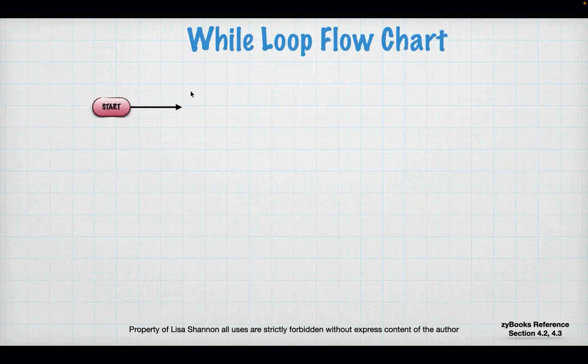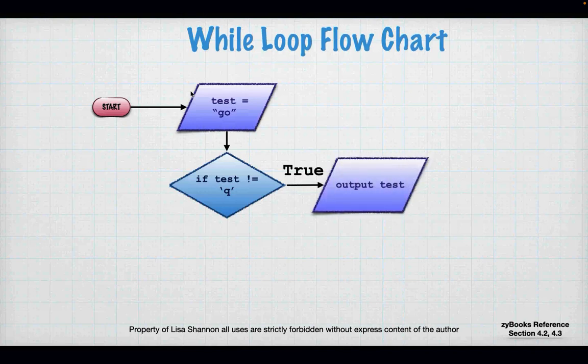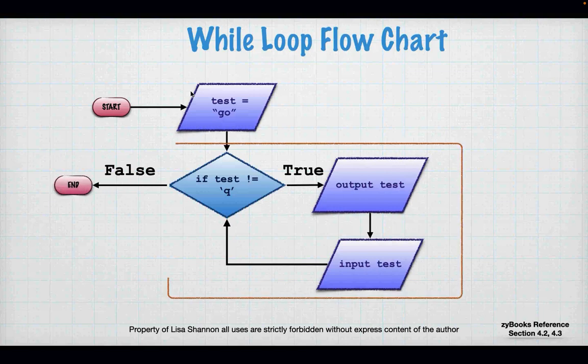So here's a quick flowchart for that loop. I do this because I think it helps people visually understand what's going on, and it's also language agnostic. If you decide you need to do a flowchart with a loop in it, this is how you do it. So what I have here is just the general flowchart.